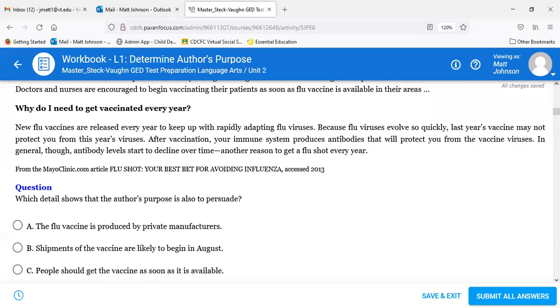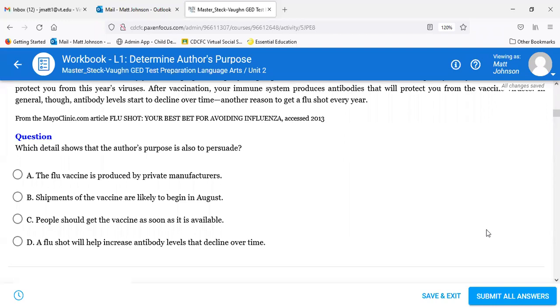Okay. Number 2 says, which detail shows that the author's purpose is also to persuade? A, the flu vaccine is produced by private manufacturers. B, shipments of the vaccine are likely to begin in August. C, people should get the vaccine as soon as it is available. D, a flu shot will help increase antibody level that decline over time.